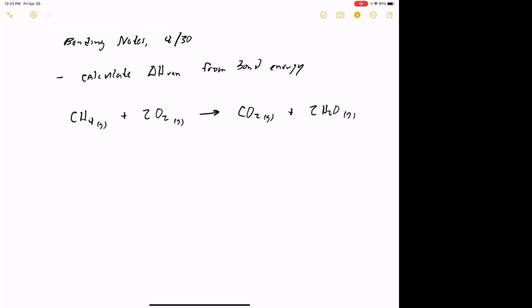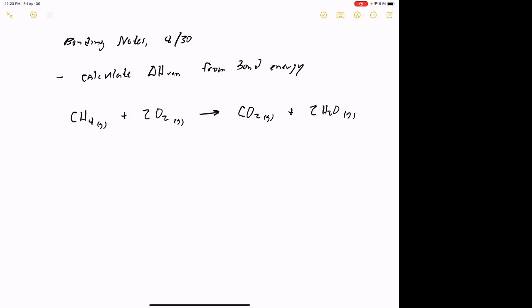Now, since we're burning something here, we can predict this is going to be an exothermic reaction, right? So energy, once we get the reaction going, should be given off by this reaction. I want to use bond energies to be able to determine if that's absolutely true.